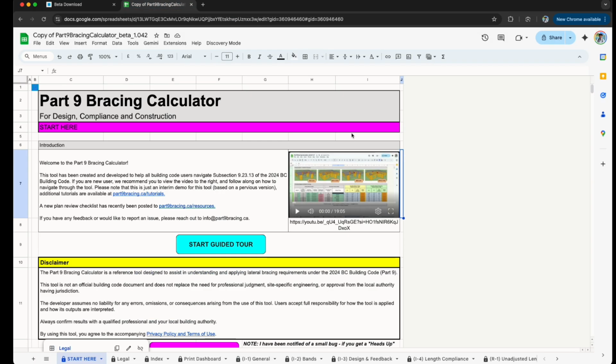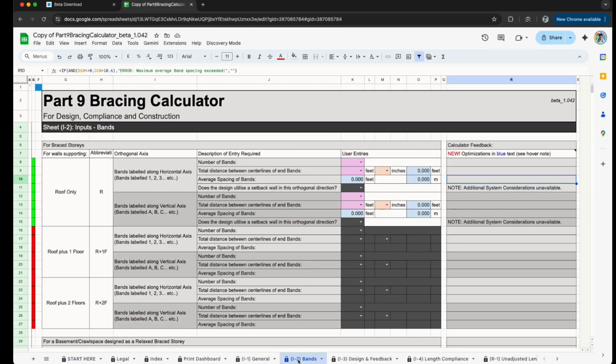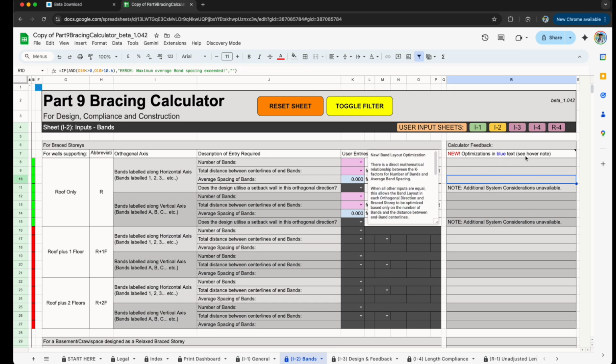When you're in the calculator, you won't notice any real visual difference until you get to the I2 bands. So I'm introducing a new optimization function in the calculator feedback here. The basic intention is to give users a little bit of feedback on how to optimize their design, hoping to minimize the amount of bracing that they need, or just providing a little bit of additional detail so that designers can use that to make well-informed decisions.